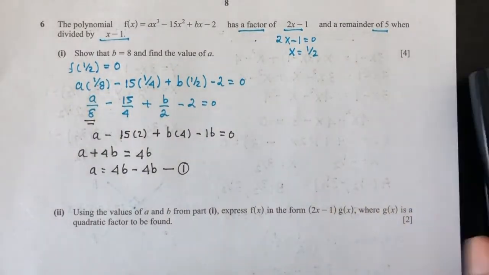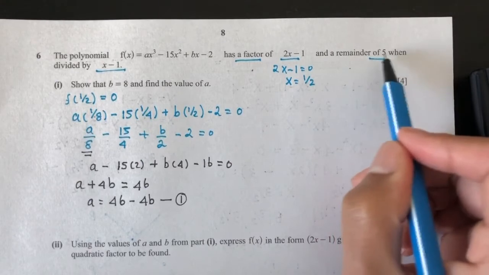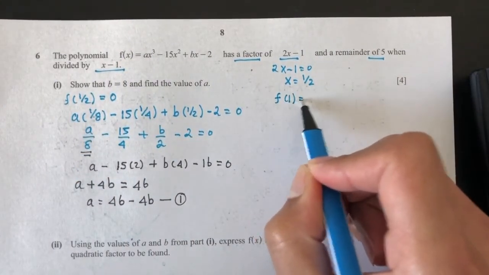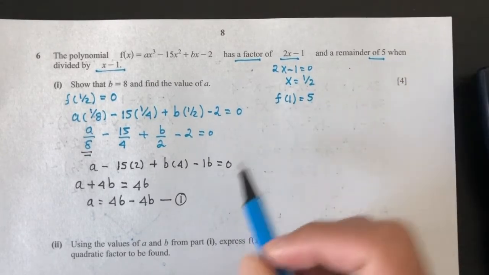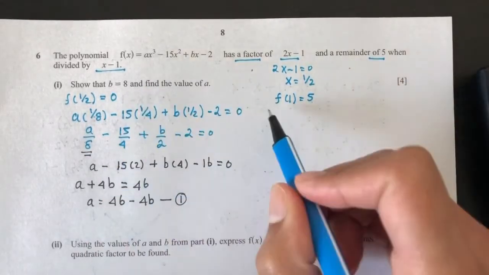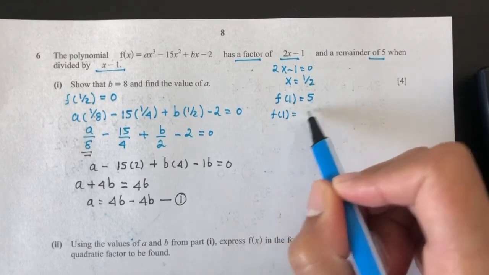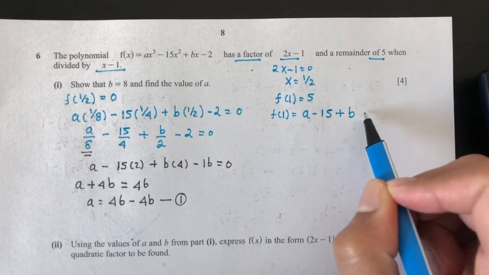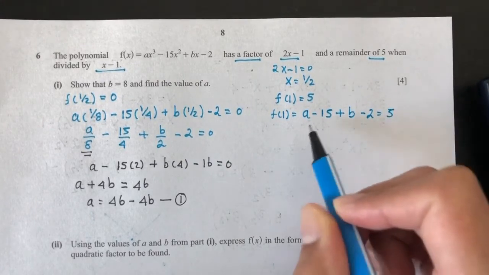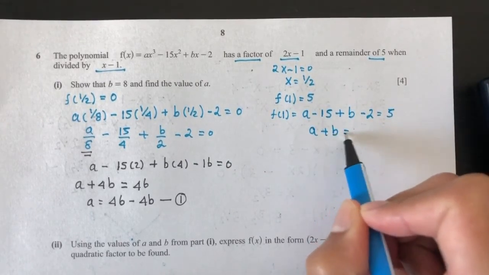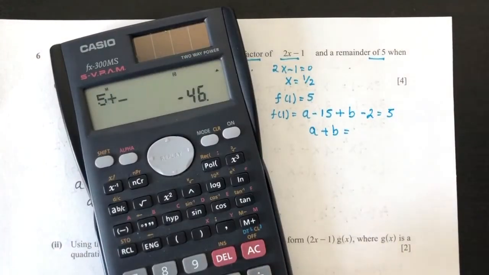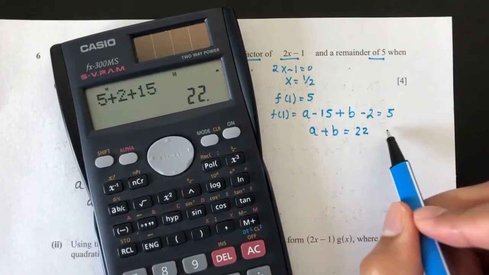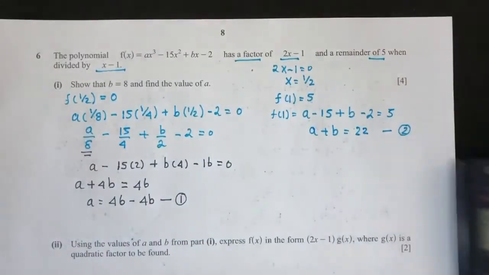Now for number 2, it's pretty easy as well. It says it has a remainder of 5 when divided by this. So it means that f of 1 is equal to 5 for the remainder of 5. Now replace the value of 1 in your equation. You will have f of 1 is a minus 15 plus b minus 2, supposed to give you 5. So a plus b is equal to 5 plus 2 plus 15. That should be 22. So that is your equation number 2.